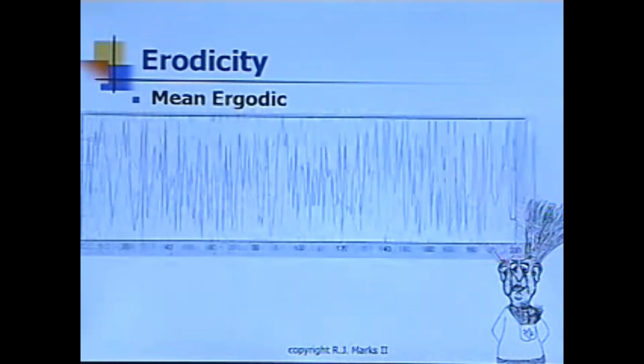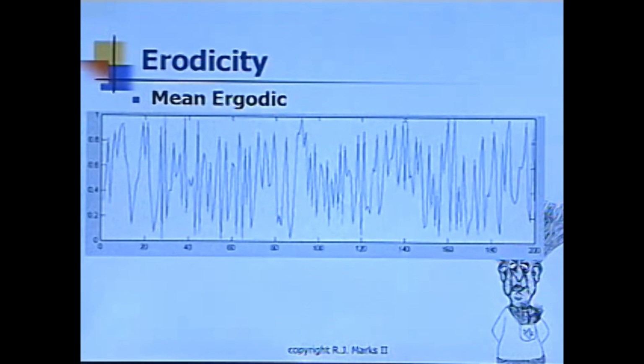Let's talk about this heuristically, first of all. Let's talk first of all about mean ergodicity. Here, this is just a bunch of random number generators.